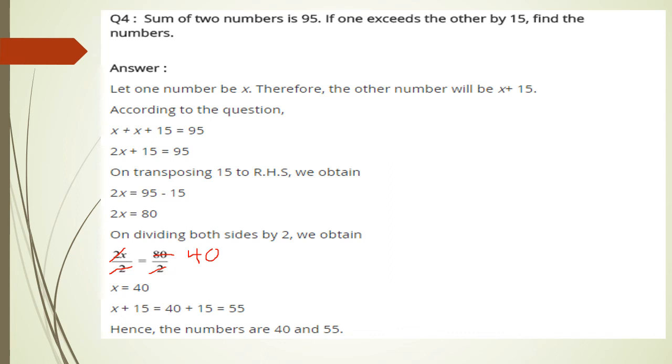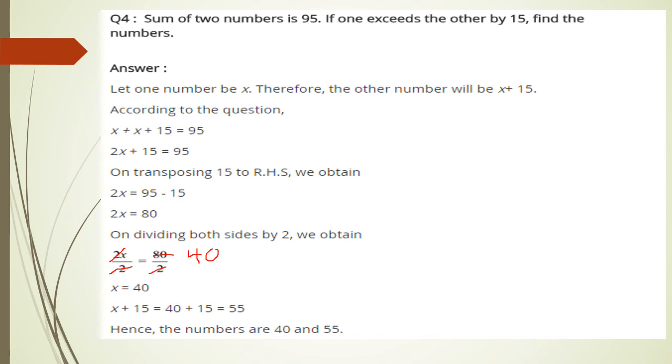The sum of the two numbers is 95. One exceeds the other by 15. That means if one number is x, the other number is 15 more than that number. That means x plus 15. Find the numbers. x plus x plus 15 equals 95.